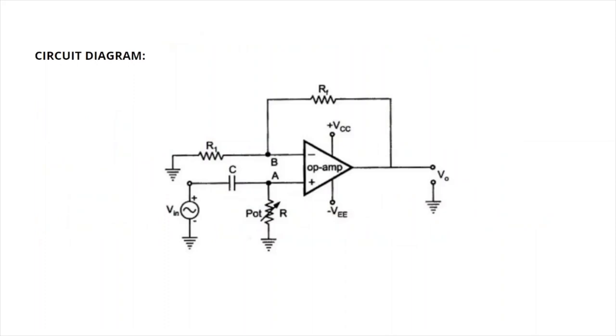So here we have the circuit diagram of the high pass filter. Here we have R1, which is connected to the inverting terminal, and it has one RF feedback resistor. This op-amp is connected with plus VCC and minus VEE, and it has an output represented by VO. Its non-inverting terminal is connected with the variable resistor R, and it's connected further with the capacitor, and that capacitor is taking the input voltage, AC voltage in.